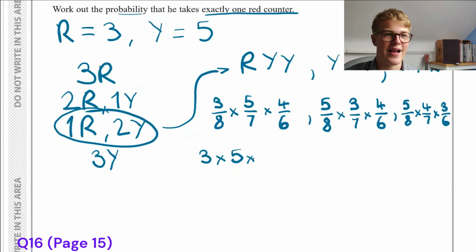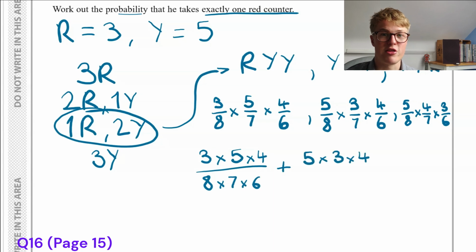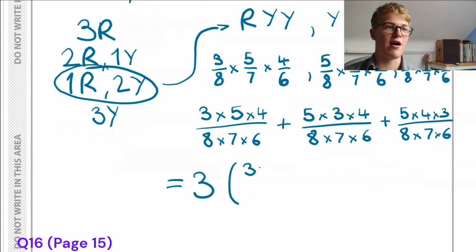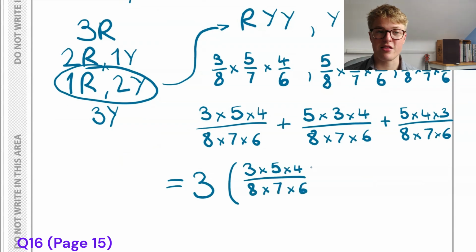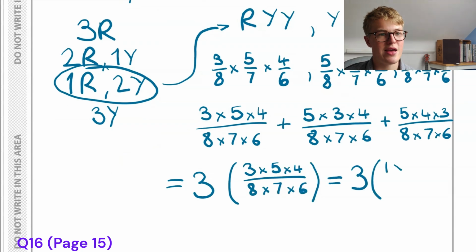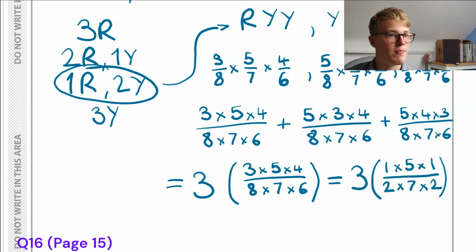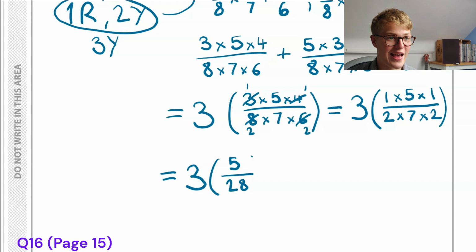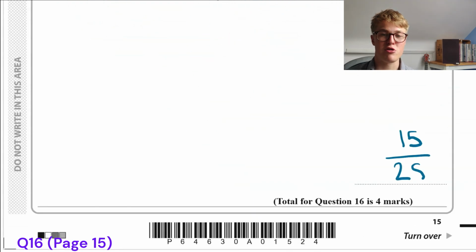So when we put all of these together, we can see we actually have the same fraction 3 times with the numbers just mixed up. So we can look at this as 3 times 3 times 5 times 4 over 8 times 7 times 6. I then simplified this, so the 3 and the 6 become 1 and 2, and the 4 and the 8 cancel to 1 and 2. So this simplifies to 3 times 1 times 5 times 1 over 2 times 7 times 2, and this becomes 3 times 5 over 28, which is then 15/28, which is our final answer.